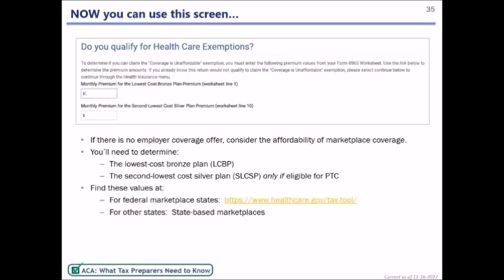So to do this, we're going to need to find the lowest cost bronze plan and the second lowest cost silver plan. And you'll find these things at healthcare.gov/tax-tool. That's tax-tool. In other states, if you have a state-based marketplace, it's a real grab bag what you have in your state available to get the same information. But we're going to provide, like we did last year, a list of links so you know where to get it if you have trouble finding it.